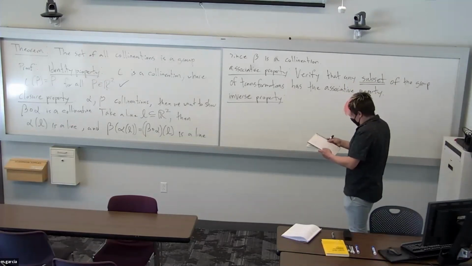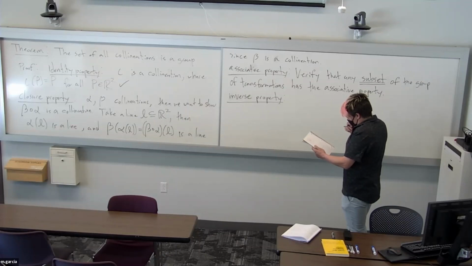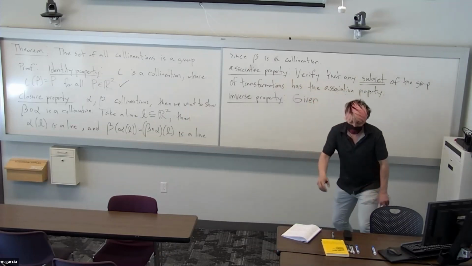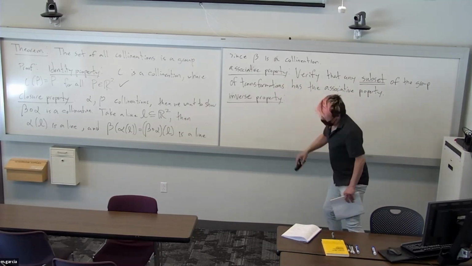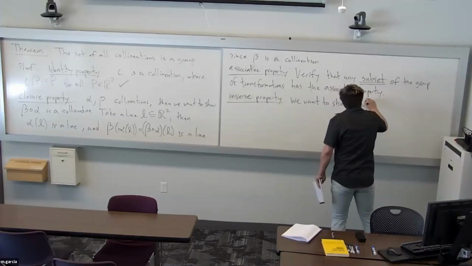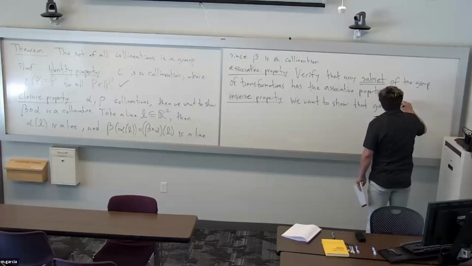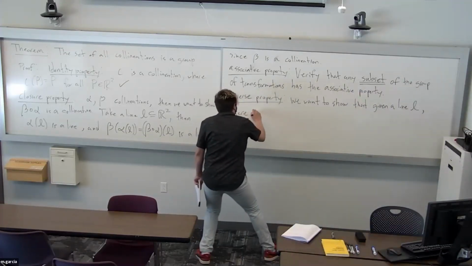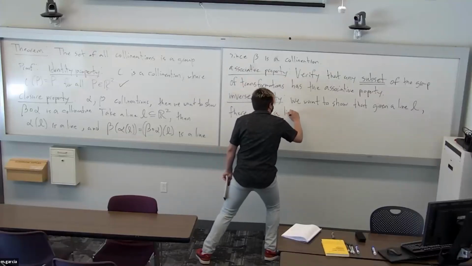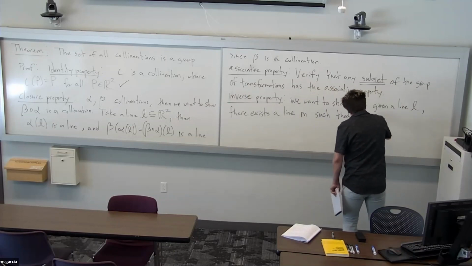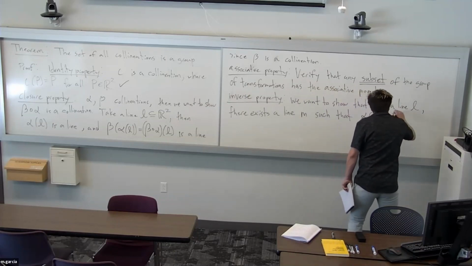This is what we want to show. We want to show that given a line L, there exists a line M such that alpha of M is equal to L.